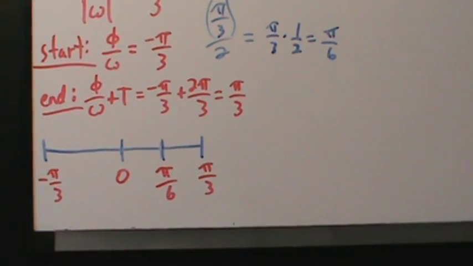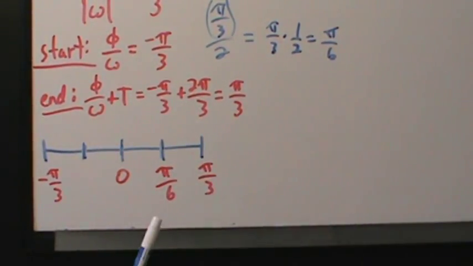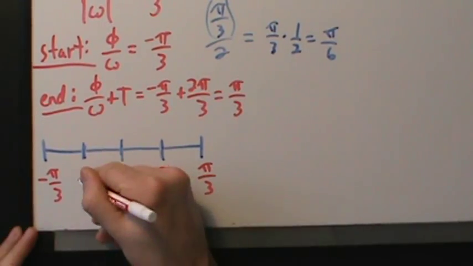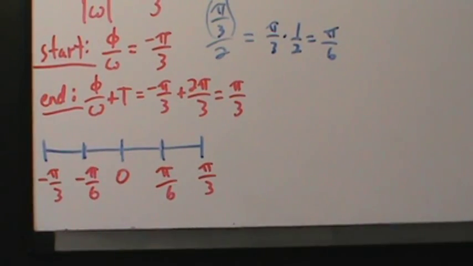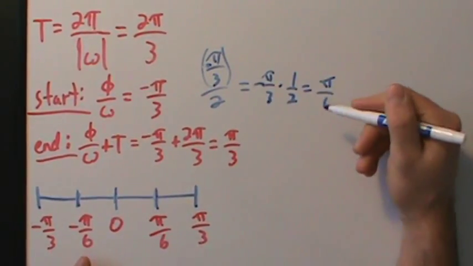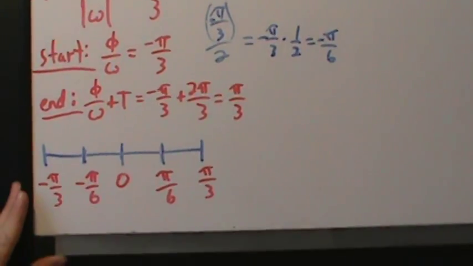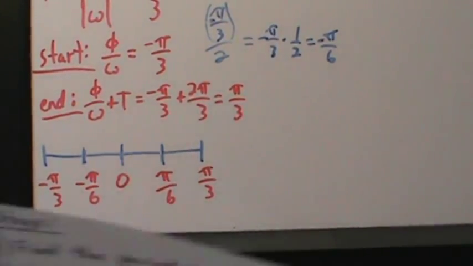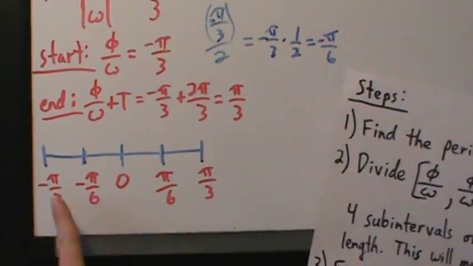And then we do the exact same thing over here. Of course, if this is pi over 6, this will be negative pi over 6. But if you're not comfortable with that, just do the exact same thing. Negative pi over 3 plus 0 is negative pi over 3. Negative pi over 3 divided by 2 is negative pi over 3 times a half, which is negative pi over 6. Okay, so that's it for step 2. This will make 5 x values, so we got our 5 x values here.